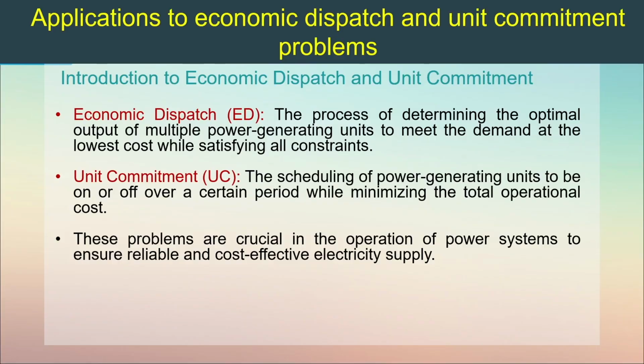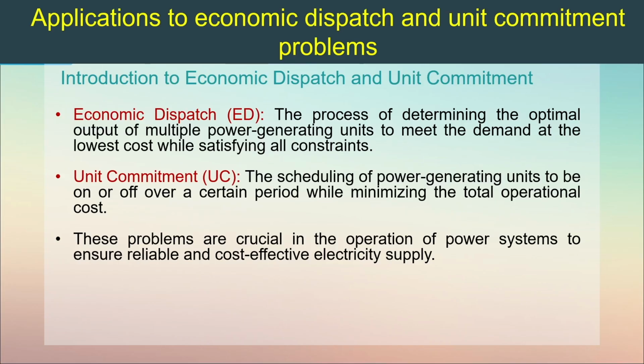What is economic dispatch? The process of determining the optimal output of multiple power generating units to meet the demand at the lowest cost while satisfying all constraints. This is called economic dispatch.